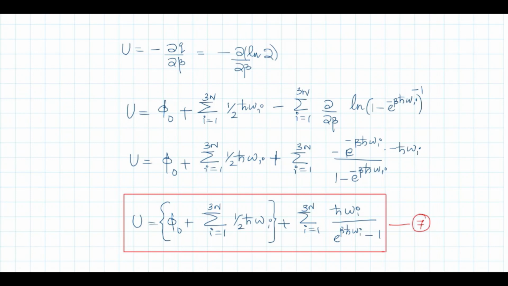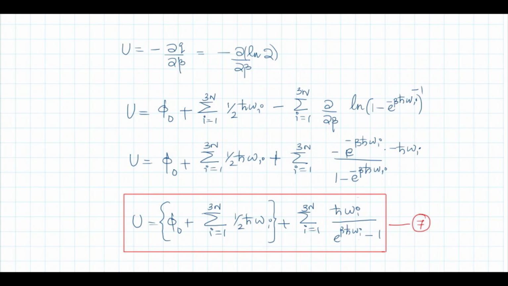What is the derivative of logarithm? 1 divided by that quantity, 1 minus e raised to minus beta h cut omega i. Then take the derivative of this quantity, minus e raised to minus beta h cut omega i. Again the derivative is with respect to beta, so you will have a minus h cut omega i. This minus and this minus becomes plus, so this term becomes sigma i equal to 1 to 3n h cut omega i is here. E raised to minus beta h cut omega i will go to the denominator, and 1 by e raised to minus beta h cut omega i becomes e raised to beta h cut omega i, and this becomes 1. When this term goes to the denominator, this divided by exactly the same term will give you 1.